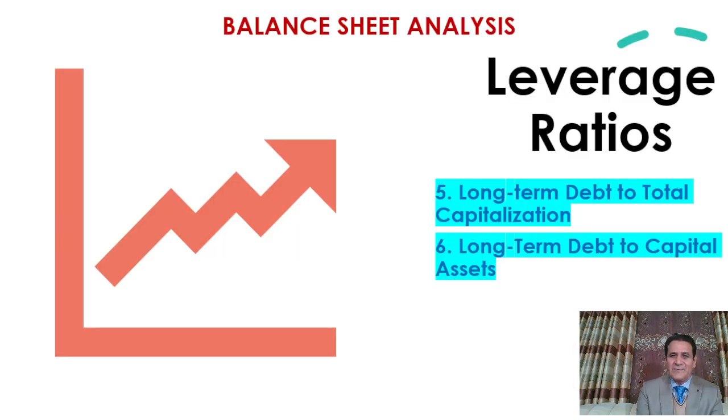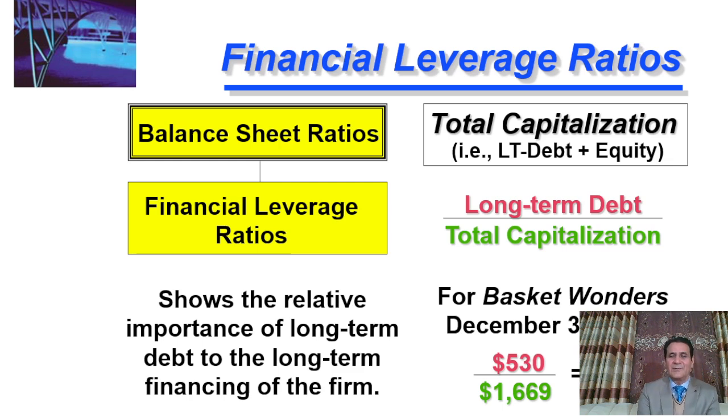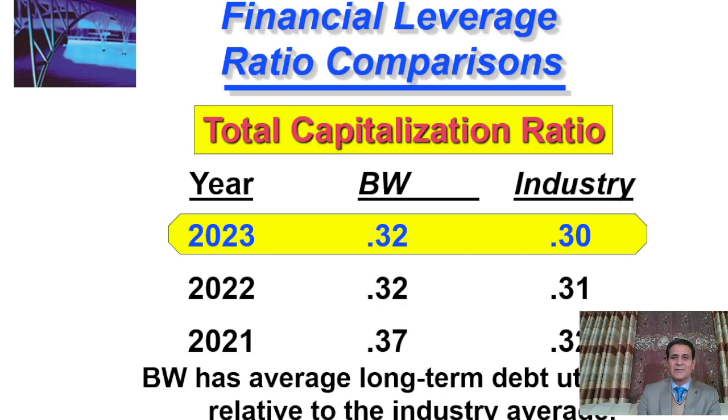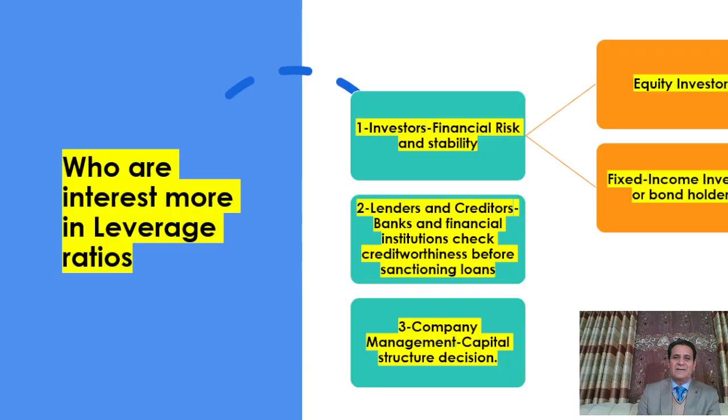The other ratios are long-term debt to total capitalization and long-term debt to capital assets. Long-term debt to total capitalization is equal to long-term debt divided by long-term debt plus equity. This ratio shows the relative importance of long-term debt in the long-term financing of the firm. It is 0.32 for BW and the industry average is 0.3. So BW has an average long-term debt utilization relative to the industry average.